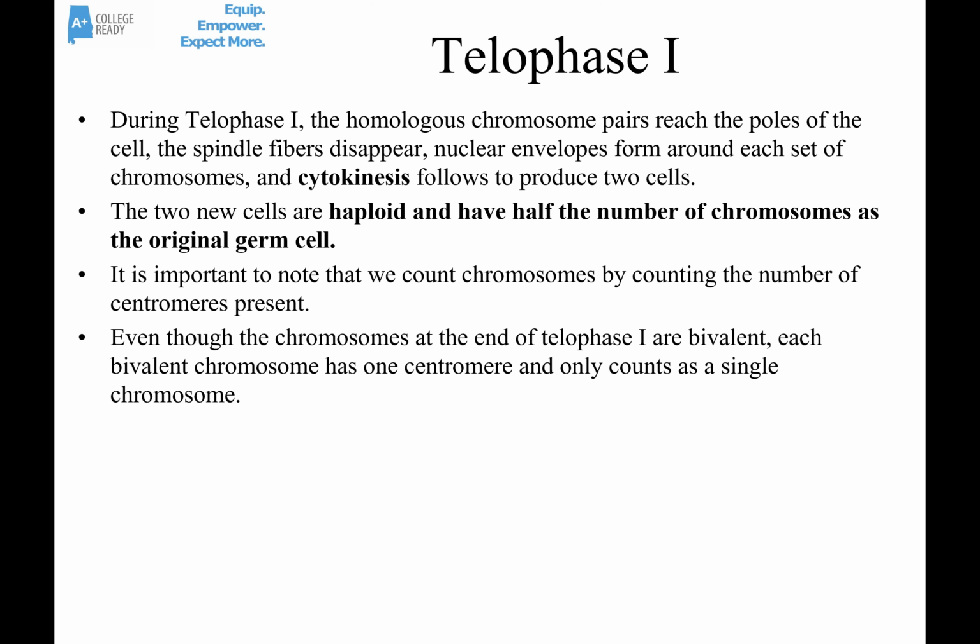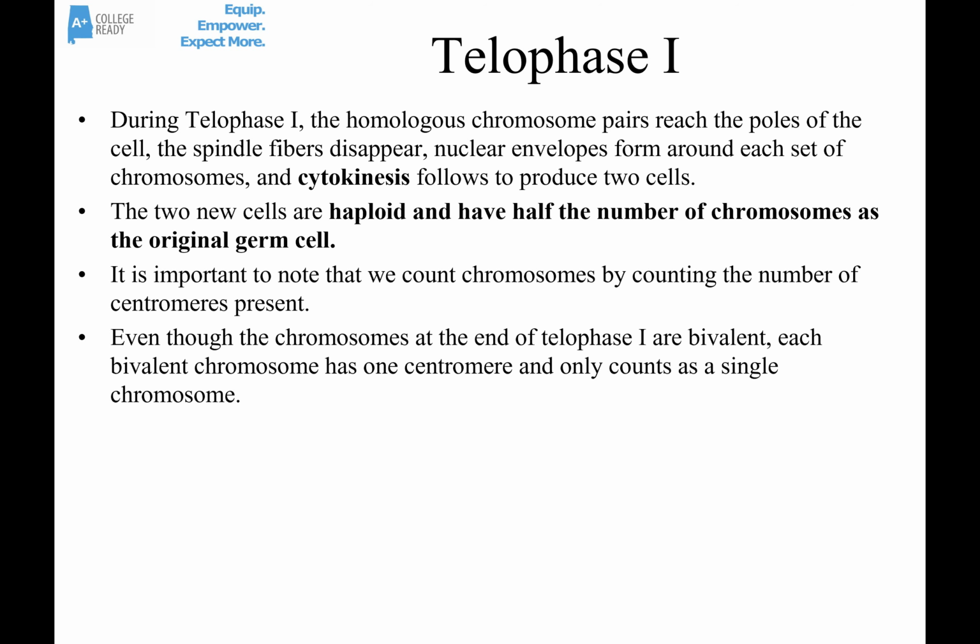Next, we get telophase 1. Telophase 1 is very much like telophase in mitosis. It's sort of the opposite of prophase. The homologous chromosome pairs reach the opposite sides or poles of the cells. The spindle fibers disappear. A new nuclear envelope forms around each set of chromosomes, and cytokinesis begins to happen, and it separates that original cell into two cells.